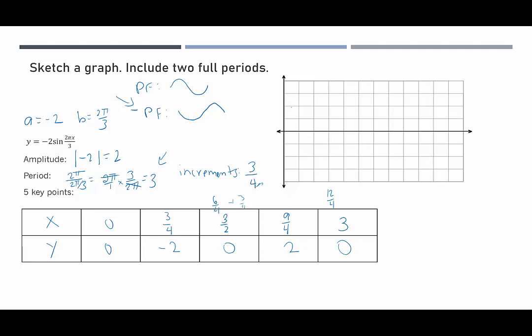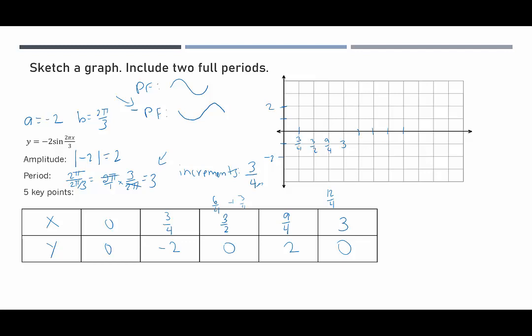Let's look at this graph. So I need to label here. I'm just going to use 1, 2, -1, -2. Here I'm going to use 3/4, 3/2, 9/4, 3, and then we're just going to do a second period, which I don't necessarily need to label, but you can if you want to. It'd be, what do we have, 9/4, 12/4, so 15/4, and then 18/4, and then 21/4, and then 24/4, so it should end at 6.